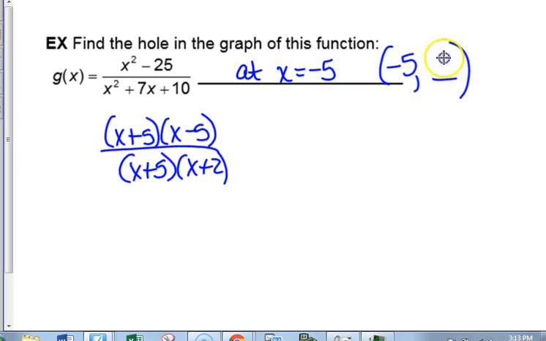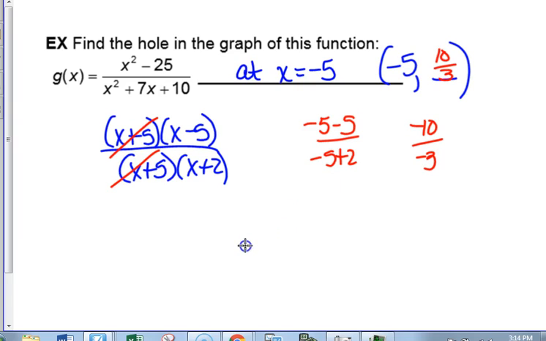How would you find that? Do you remember how to find it? Yeah, you could. If you plug this whole thing in, it'll say undefined, because it's a hole. Unless you canceled that factor first, right? And then it would work. If you cancel the factor and plug in the negative 5, you get negative 10 over negative 3, which is 10/3. Okay? I said there's the hole in my plan. Ha ha ha, very good. There's the hole in his plan. Yes, we got it. All right, but as long as you write x equals negative 5, I'm happy.